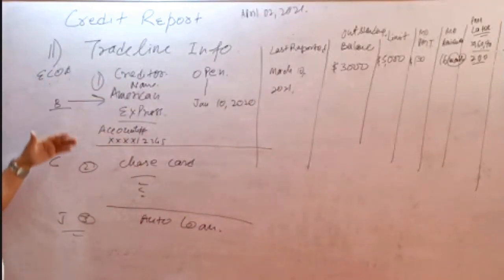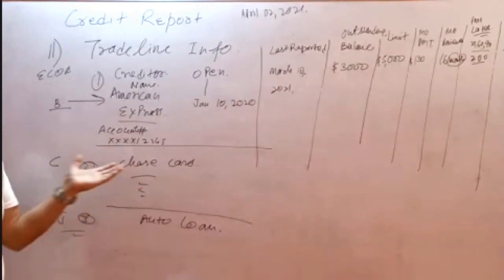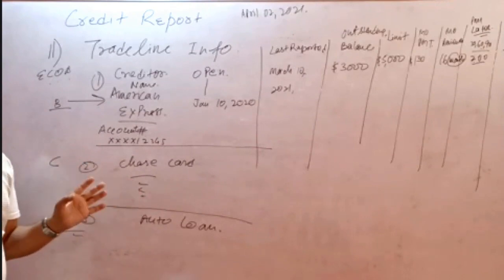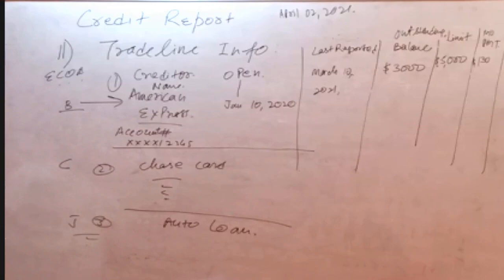Number one, number two, number three. Whatever the accounts they have, they are going to appear in a sequence, and all this information will be written for all the accounts. Are we good with that? Yes, sir. Good.